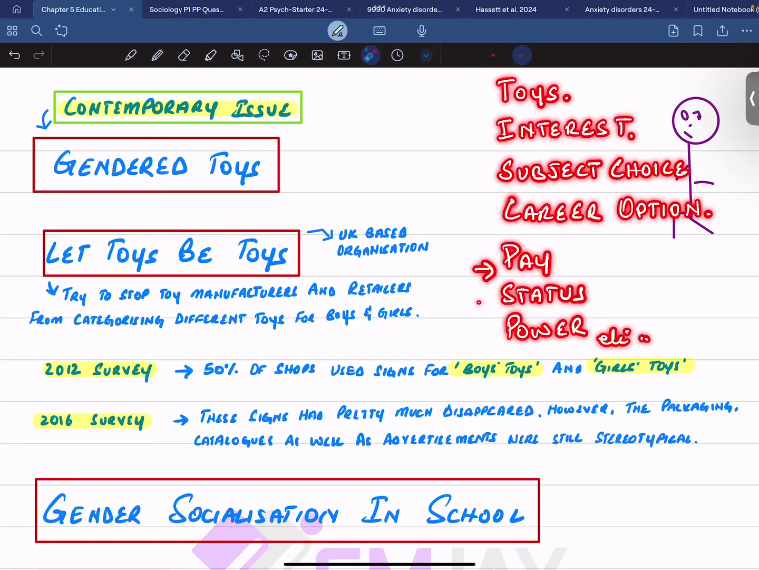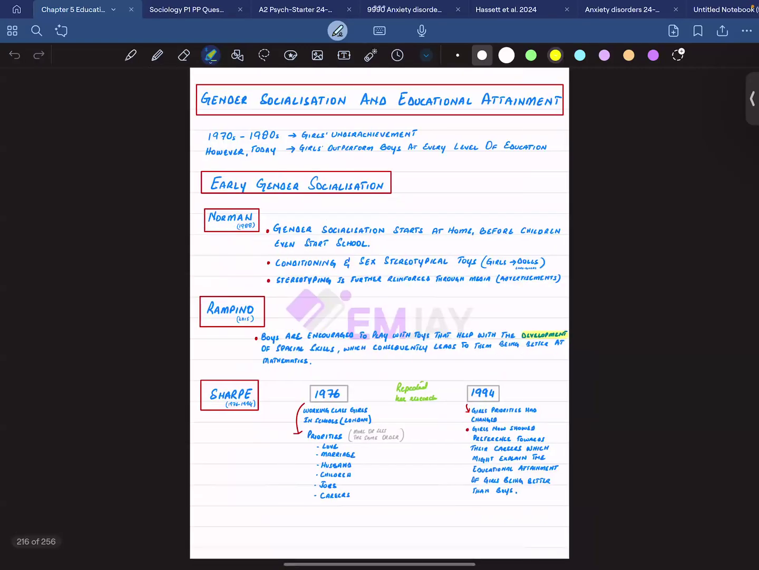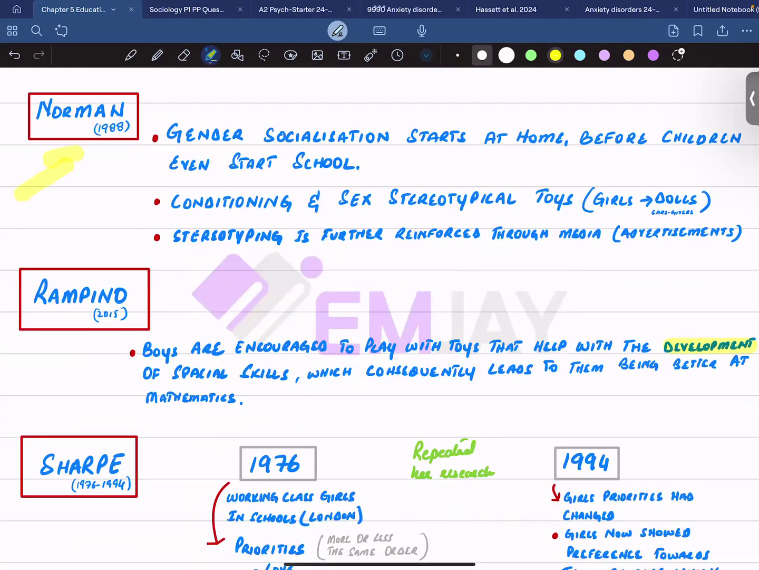So it wouldn't be wrong if we say the root cause needs to be identified, and it needs to be fixed right away. So we're talking about this contemporary issue, this UK based organization with the name Let Toys Be Toys. What I had said was, this particular organization was trying to stop toy manufacturers and retailers from categorizing different toys for boys and girls. So again, this particular organization, or the content that we're discussing over here, could be linked to Fiona Norman and Tina Rampino both.